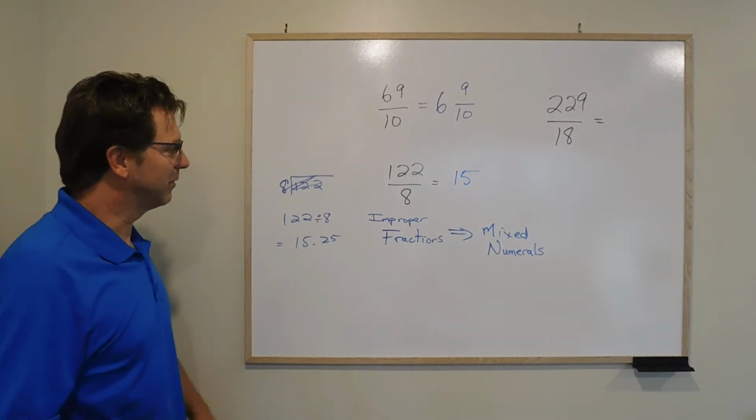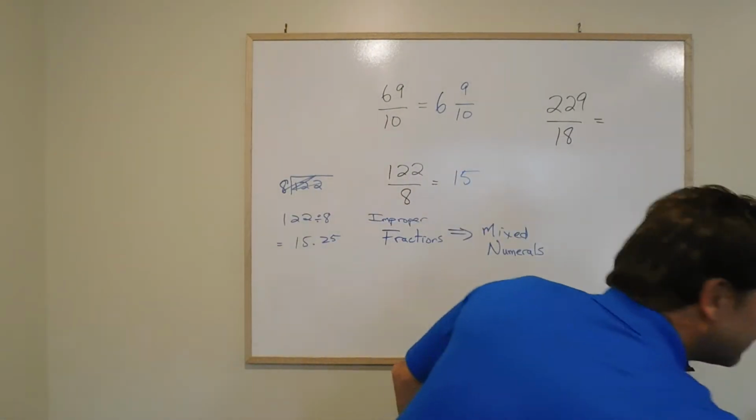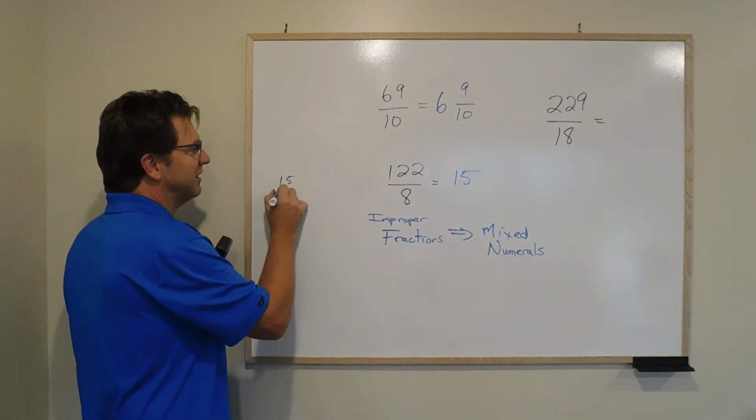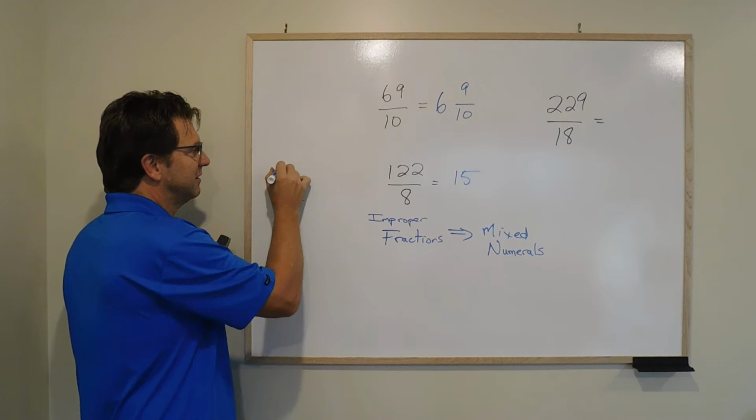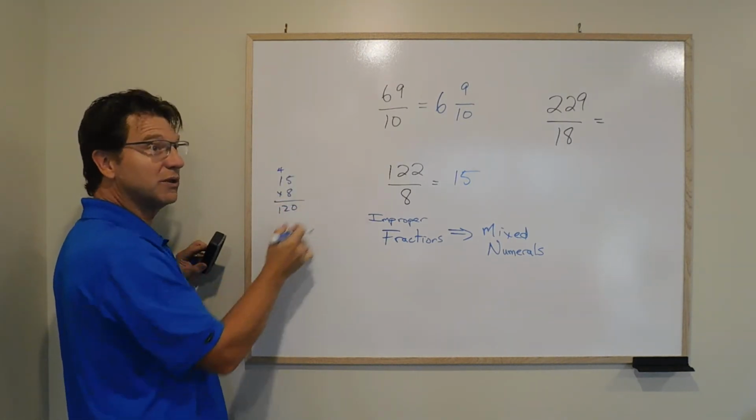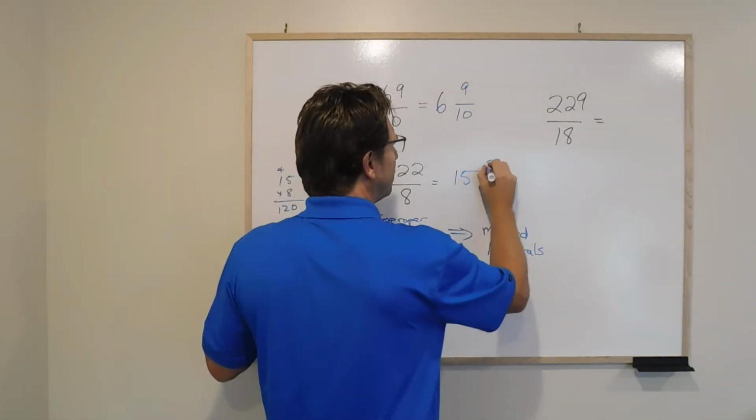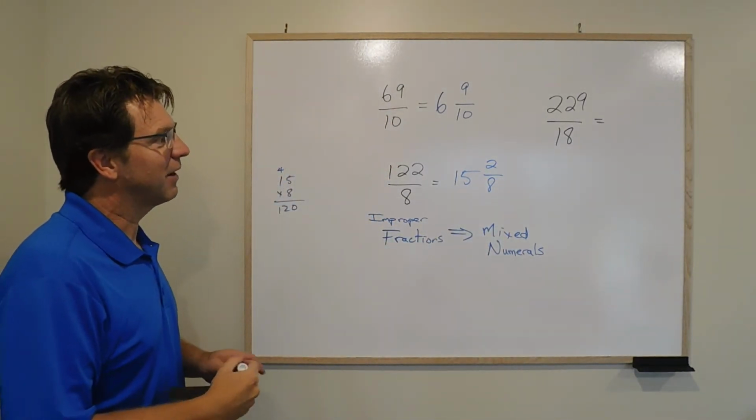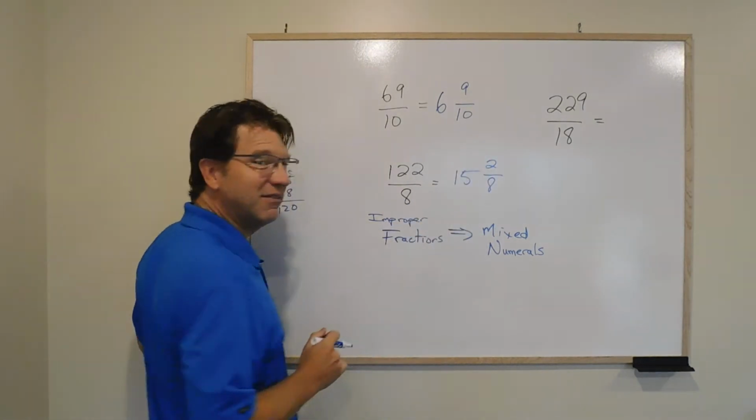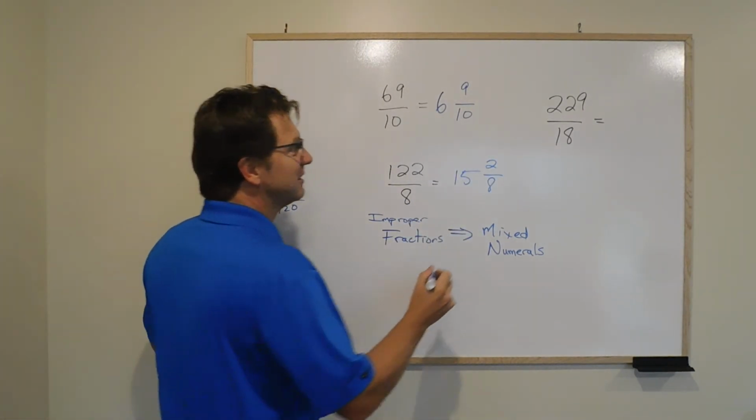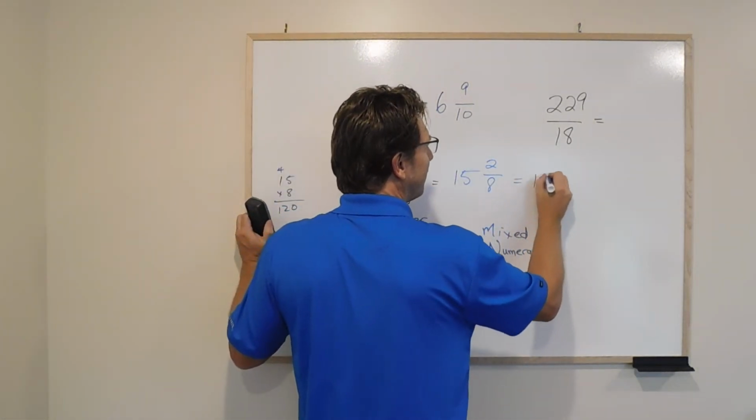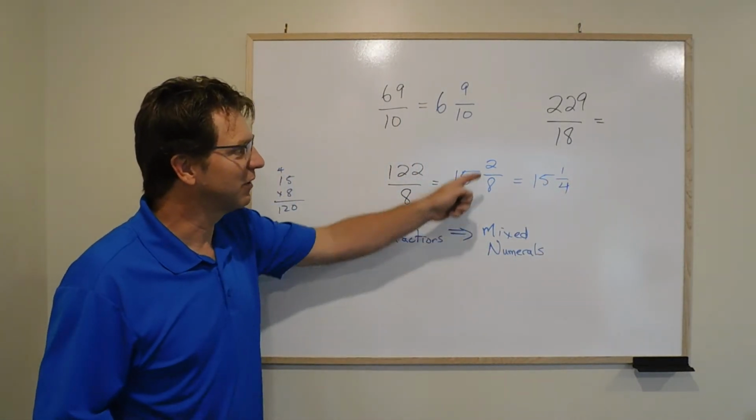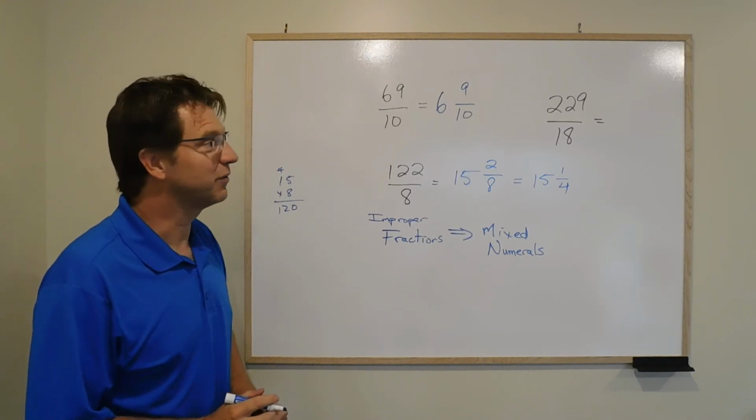And you say, well, what's left over? Well, 15 times 8 is 120. So 2 is left over. So it'd be 2 eighths. Okay? 15 and 2 eighths. But we can't leave that as 2 eighths, because that can be reduced. 2 eighths can be reduced to 1/4, since 2 can go into 2, and 2 can go into 8. So it's 15 and 1/4, right?